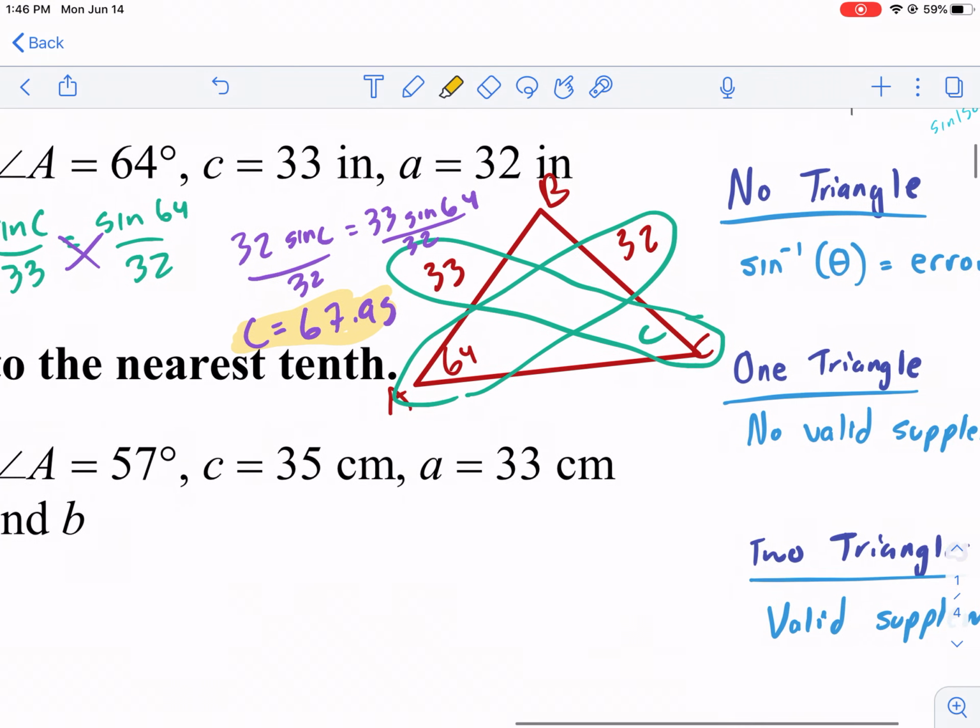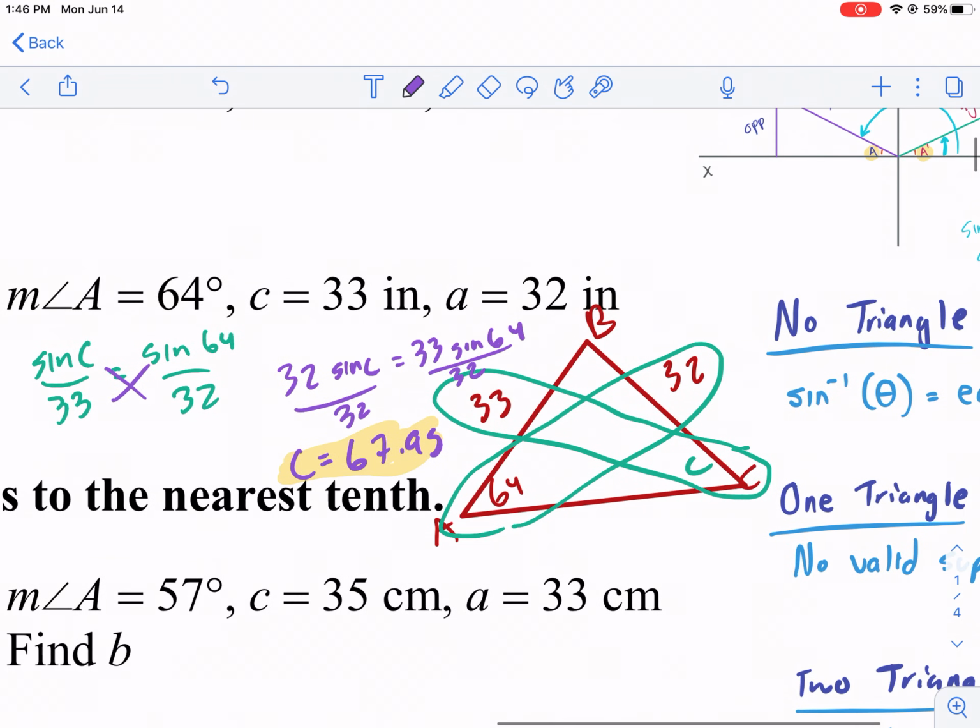So we got to check it. I shouldn't say also valid. I should say its supplement also has the same value for sine. So we can subtract this from 180, and that's also going to be a possible angle. So 112.05. Okay, so these are our two possible values for angle C.